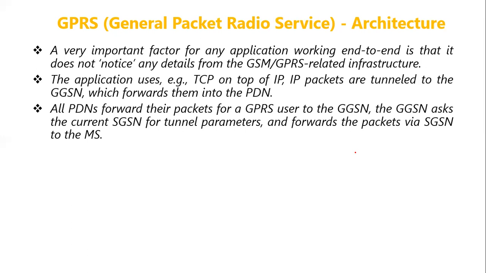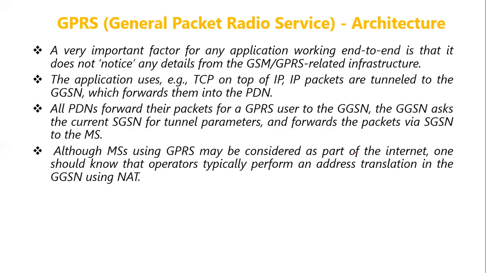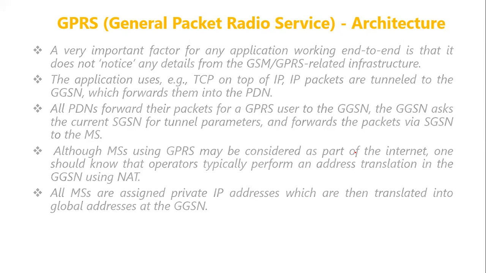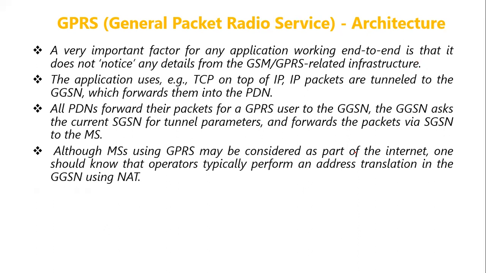Even though the MS using GPRS may be considered as part of the internet, so through GPRS, if you are accessing the internet from a mobile phone, although it is a part of the internet, we should know that operators typically perform address translation. Operators normally perform something called address translation in the GGSN using NAT. NAT stands for network address translation.